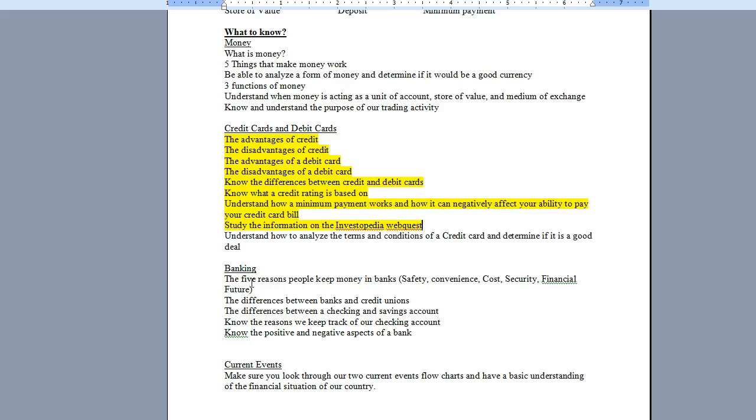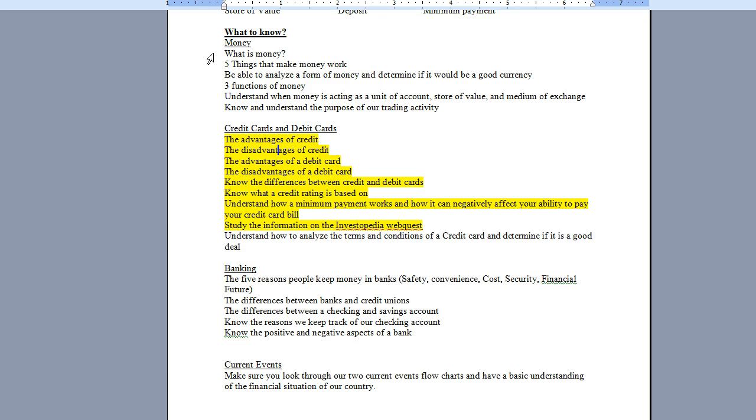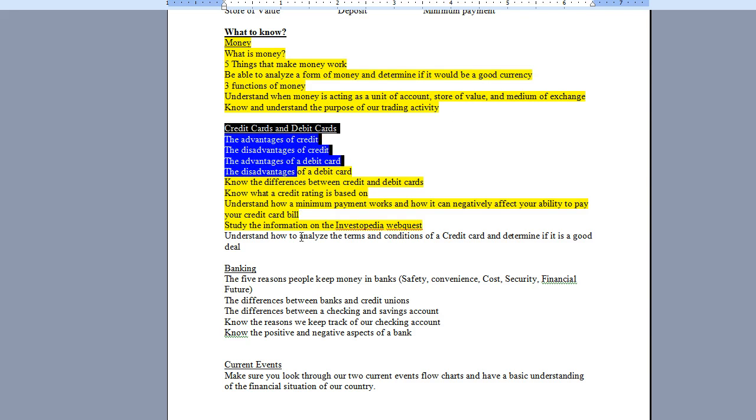This one right down here, we haven't talked about this yet, but how to analyze the terms and conditions of a credit card and determine if it's a good deal. That was our credit card research project where we went into the websites and looked up the information. You just need to know what's good and bad about a credit card. You should have found that in the web quest is all. I don't want to go over that in all that much detail. So we've knocked out the money section. We already talked about that. We've knocked out the credit card and debit card section.